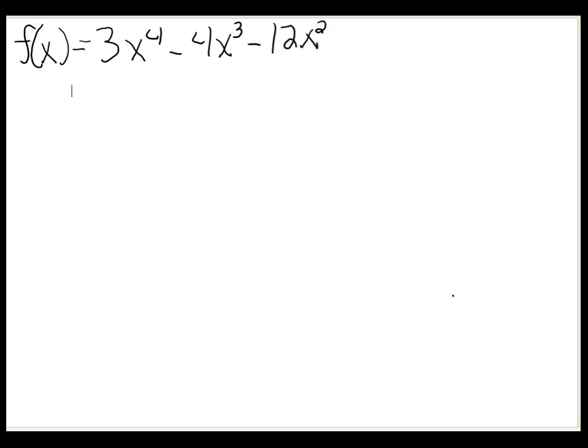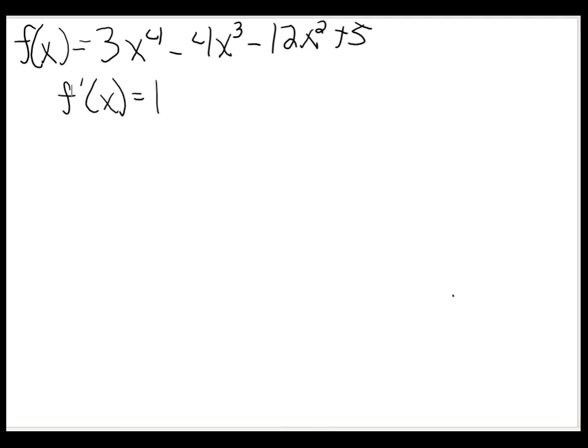Okay, so let's do an example. So let's say I have 3x to the fourth minus 4x cubed minus 12x squared plus 5. If I want to find intervals of increasing and decreasing, as well as the local extreme values, first derivative test says, well, let's find the derivative first. That way we can find critical numbers.